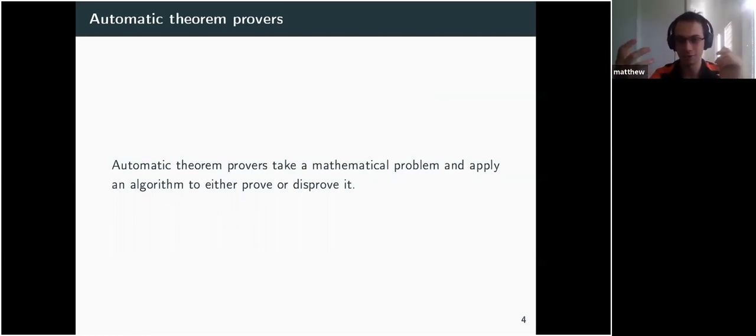Automatic theorem provers are each specialized at solving a particular mathematical problem. They have an algorithm that does it, and they spit out yes, or the algorithm says no.